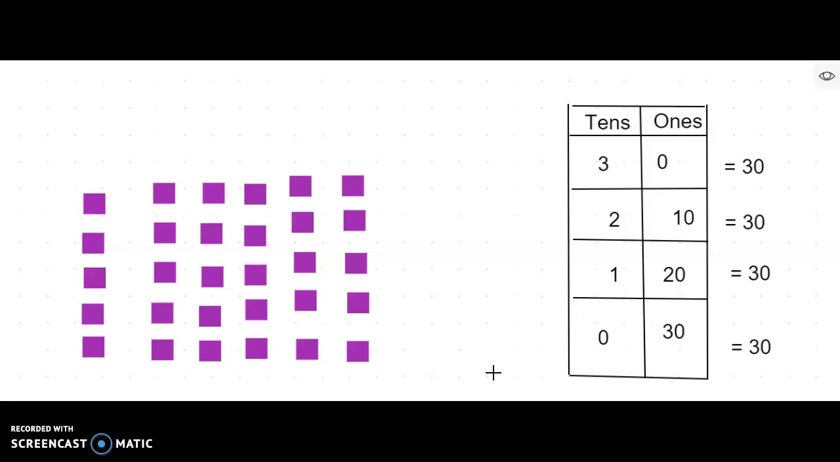So it turns out I can represent 30 a few different ways. I can represent 30 as 3 groups of 10 and 0 ones. I can represent 30 as 2 groups of 10 and 10 ones. I can represent 30 as 1 group of 10 and 20 ones. Or I can represent 30 as 0 groups of 10 and 30 ones. Wow.